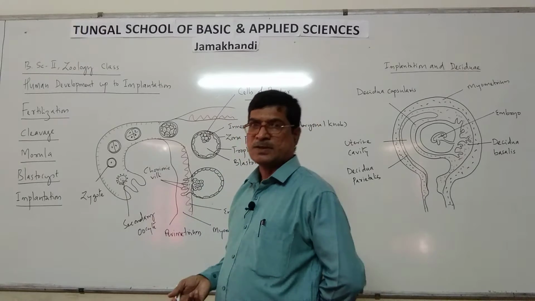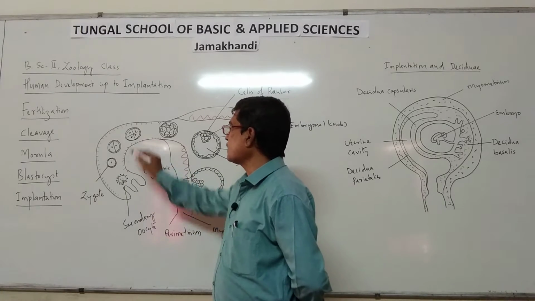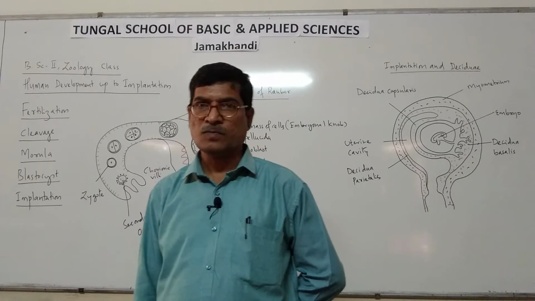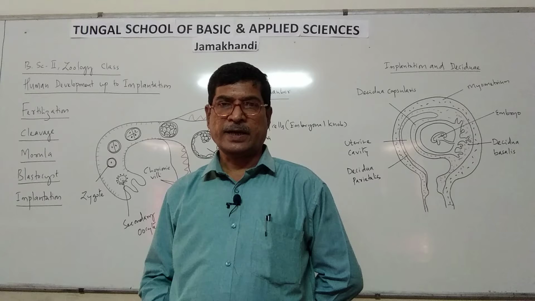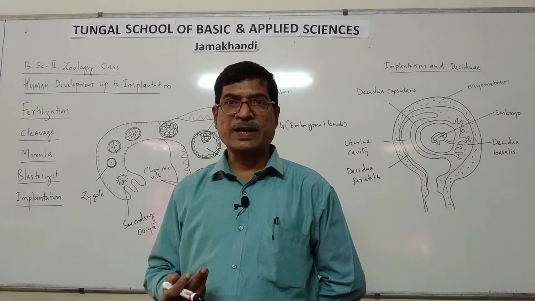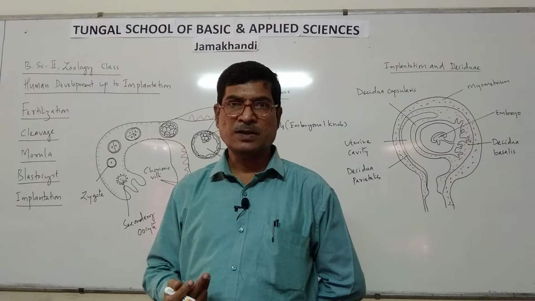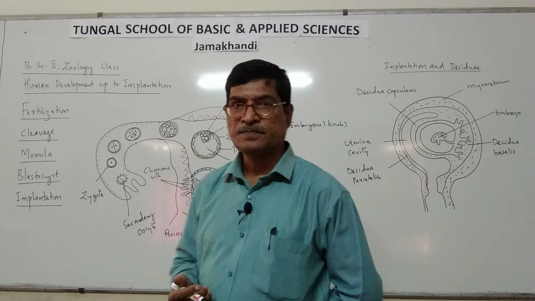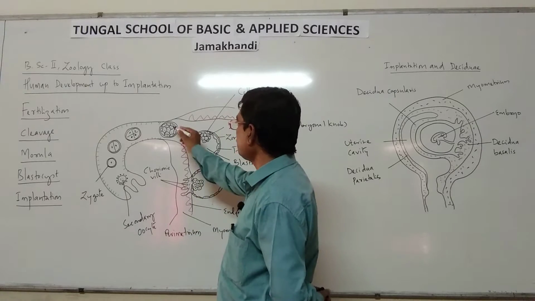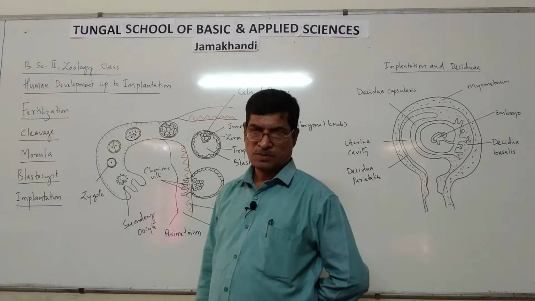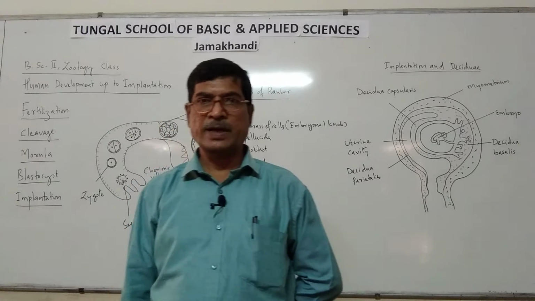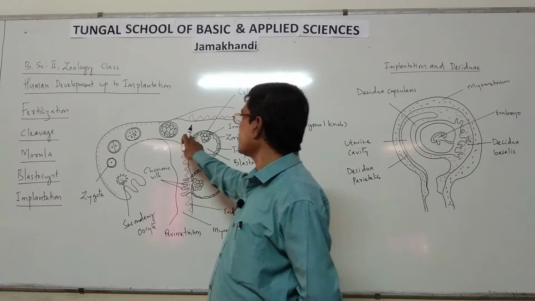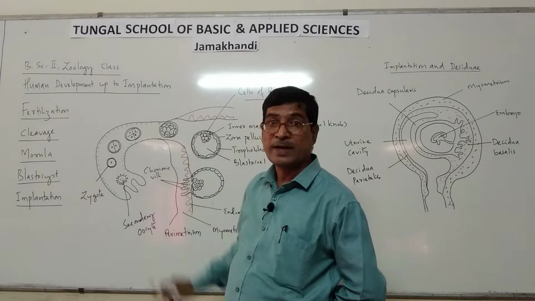Right? Next, the second cleavage occurs at right angles to the first one. As a result, four cells are formed. Later on, from the second cleavage onwards, the planes of cleavage are irregular and they occur at different planes, and several cells are formed. Now, the morula is formed. Morula stage. The morula may contain around 100 cells when it reaches the uterine cavity.